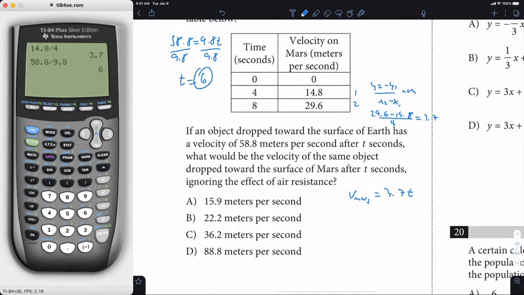So after t seconds, we found our t seconds at 6. So let's just plug 6 into there. So we get 6 times 3.7 is 22.2, or option B.